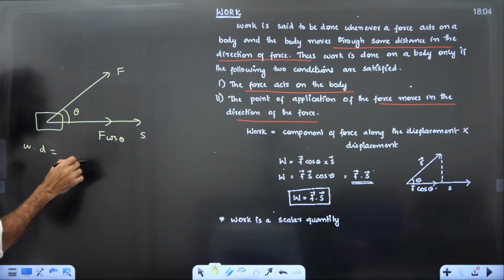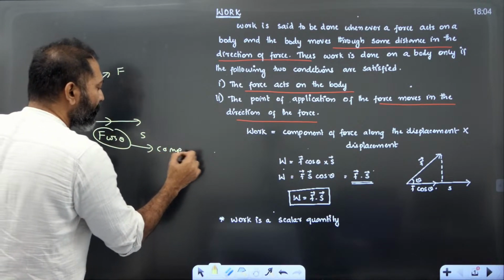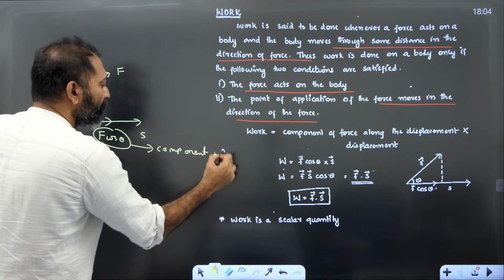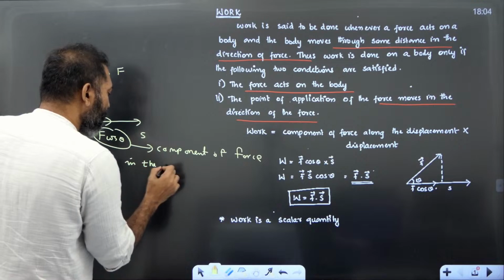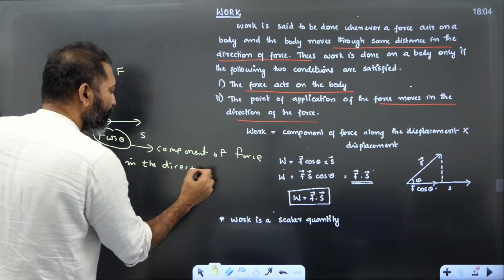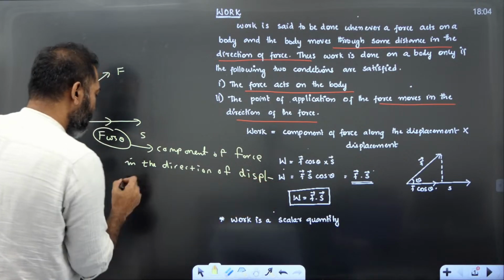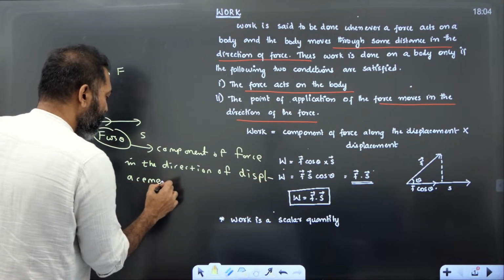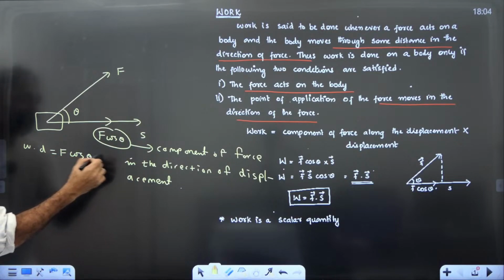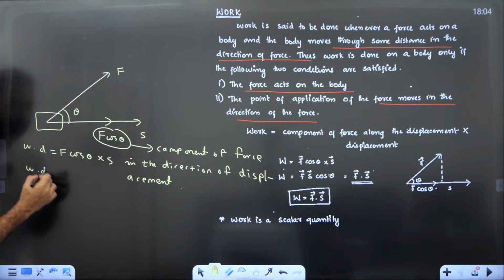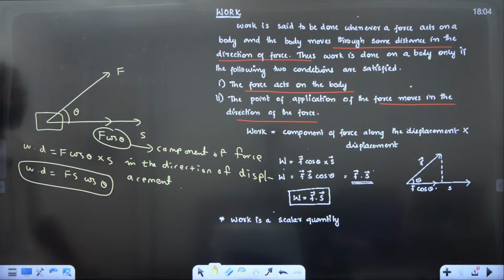So what is work done? It is a product of the component of force. What is F cos theta? The component of force in the direction of displacement. That is F cos theta. Work done equals F cos theta into S. So work done is equal to Fs cos theta. This is the equation for work done.